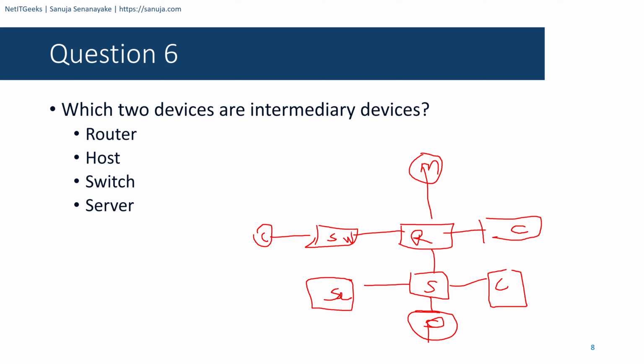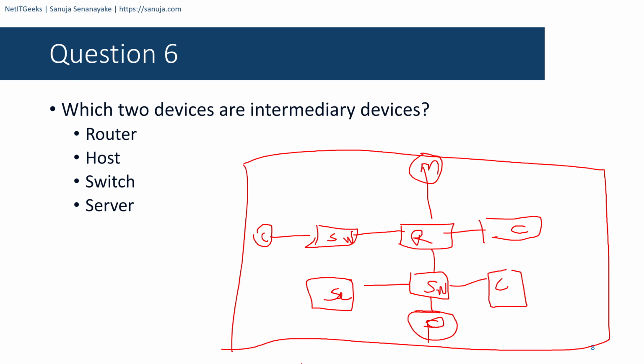So these are switches, by the way. If I look at this network diagram, for example, that I just drew, what are the intermediary devices? Basically we want to know what to consider as an intermediary device in a local area network, which is what we are mostly focusing on here.